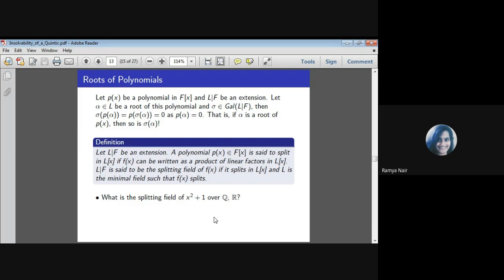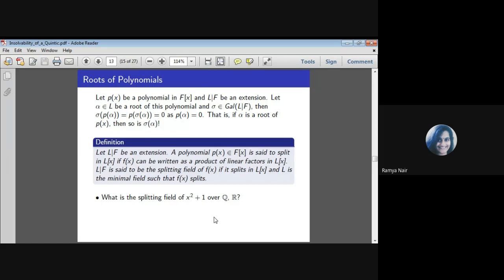Is that okay? Yes, ma'am. So this is what it does. The Galois group permutes the roots of polynomials. If you have a polynomial and a root in an extension, then any element of the Galois group of that extension over F would just permute the roots of that polynomial. So that is the endpoint: if alpha is a root, then so is sigma of alpha.